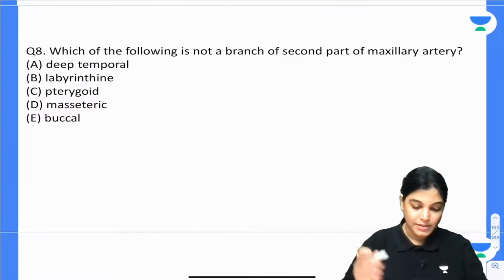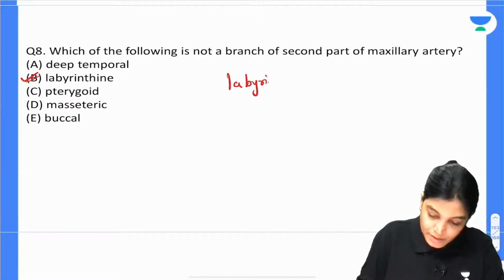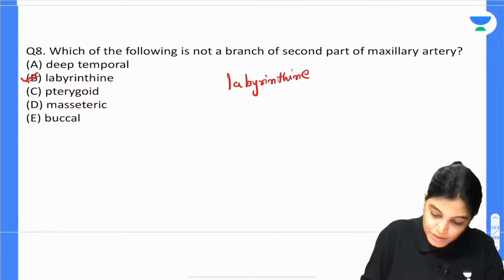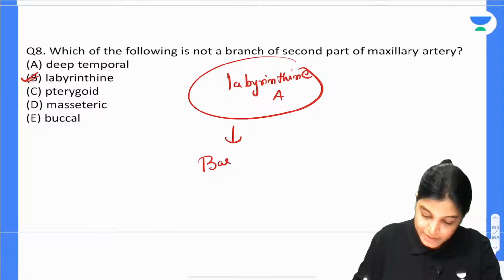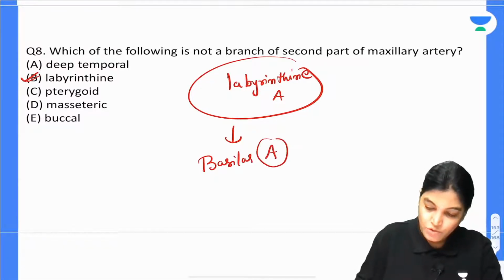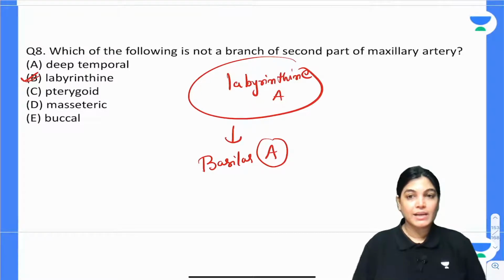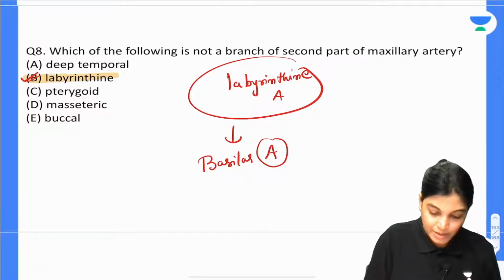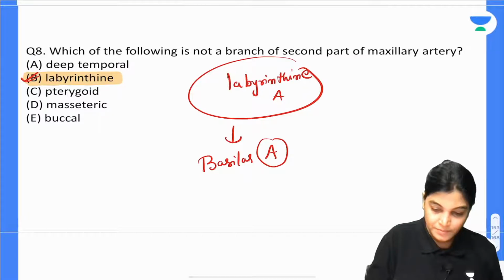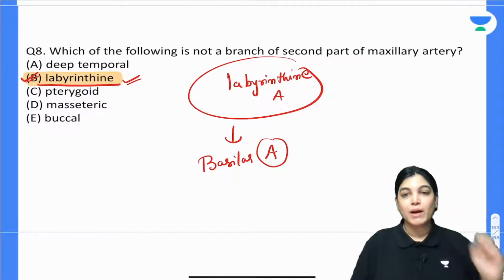Here the correct answer is labyrinthine artery. The labyrinthine artery is a branch of the basilar artery. It is not a branch of the maxillary artery. So we have B as the correct answer. Labyrinthine artery is the correct answer. It is not a branch of the second part of the maxillary artery.